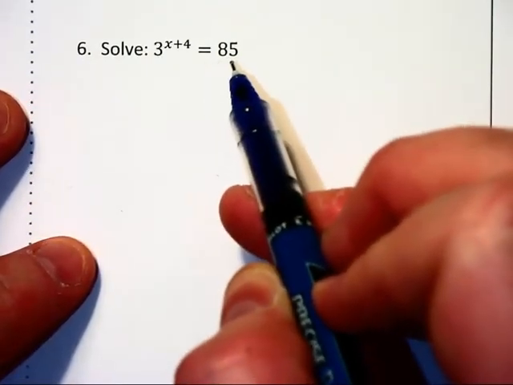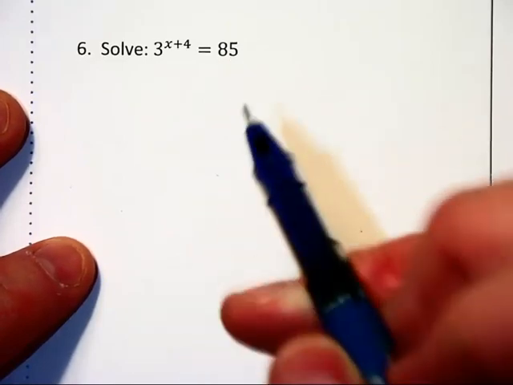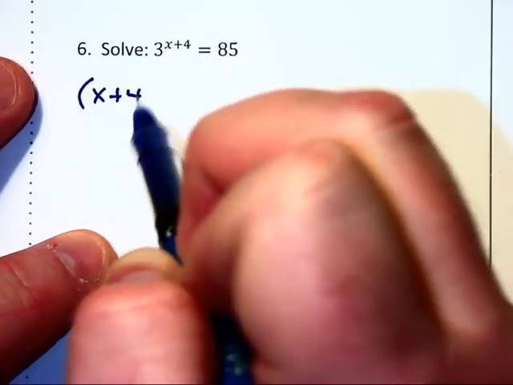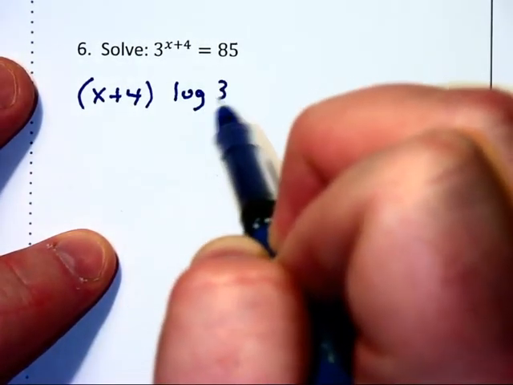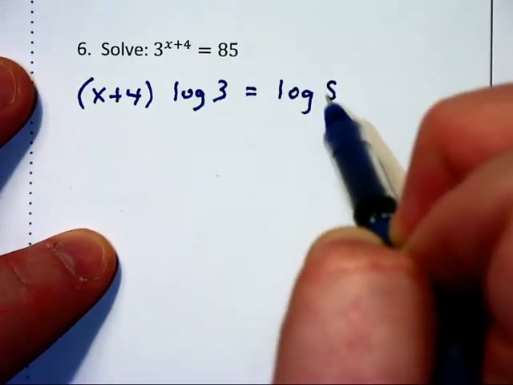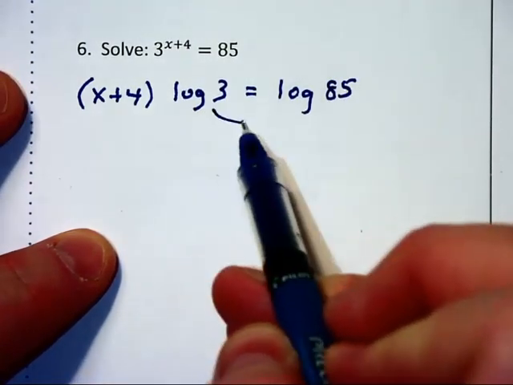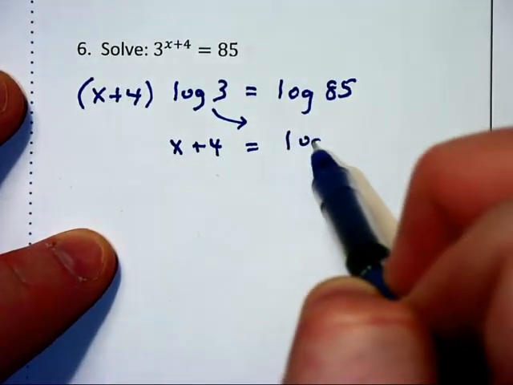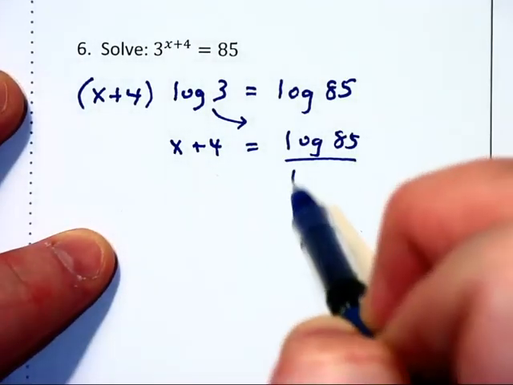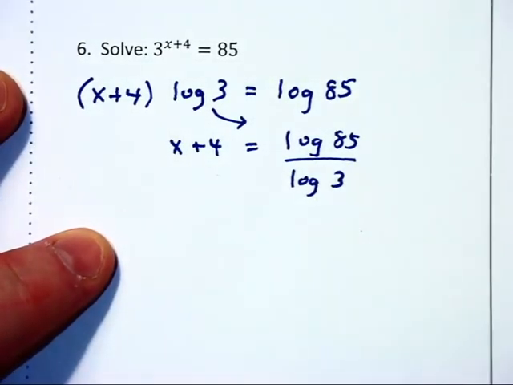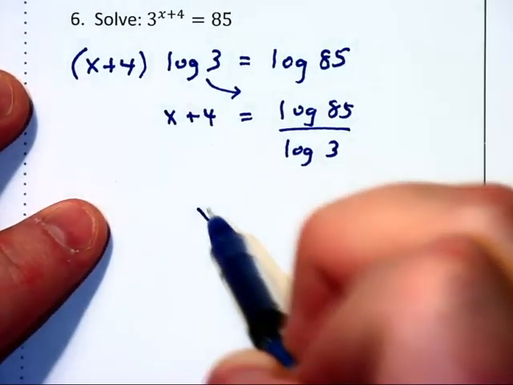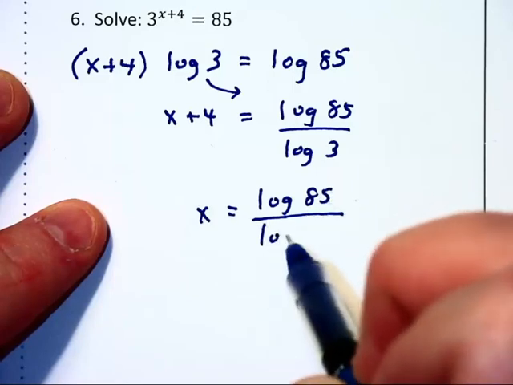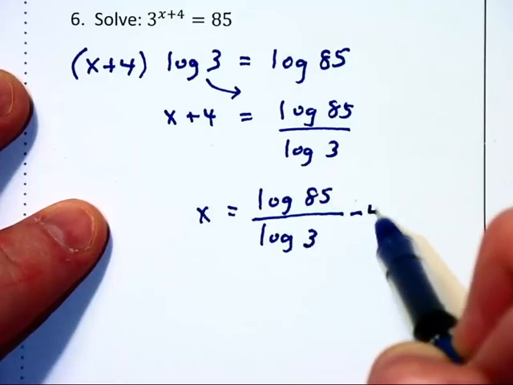We cannot write 85 this time as a power of 3, so we're forced to log each side. Logging the left brings the x plus 4 down times the log of 3 equals the log of 85. Now let's divide off that log. That will give us x plus 4 by itself on the left equals the log of 85 divided by the log of 3. And then we can isolate the x by itself, subtract 4 on each side, and have the log of 85 divided by the log of 3 minus 4.